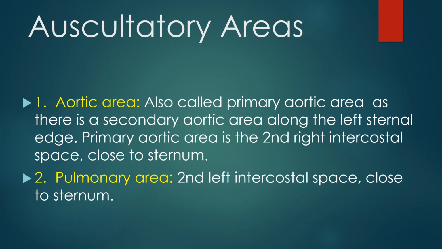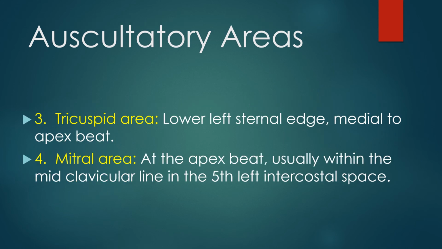Aortic area is also called primary aortic area as there is a secondary aortic area along the left sternal edge. Primary aortic area is the second right intercostal space close to sternum. Pulmonary area is in the second left intercostal space close to sternum. Tricuspid area is lower left sternal edge medial to the apex beat, while the mitral area is at the apex beat, usually within the midclavicular line in the fifth left intercostal space.